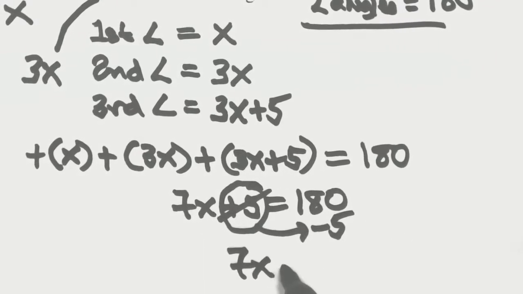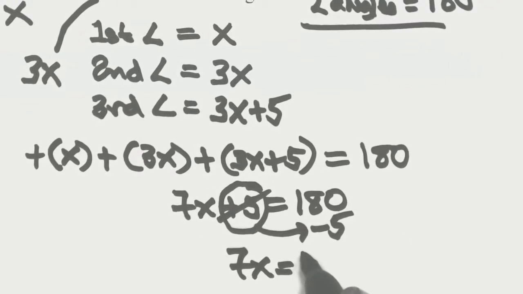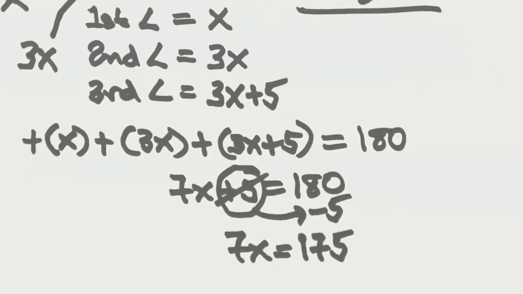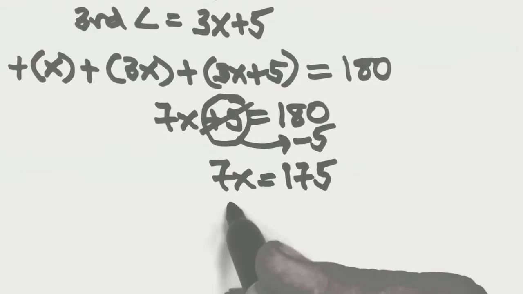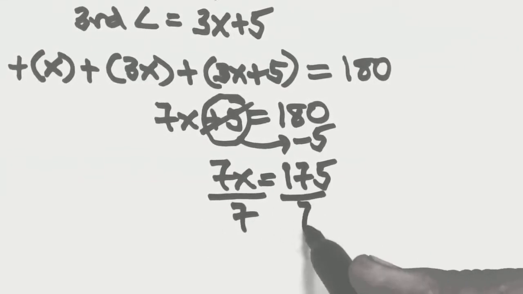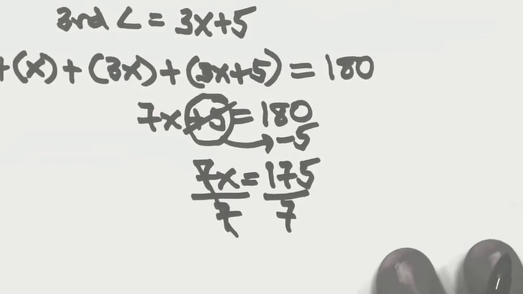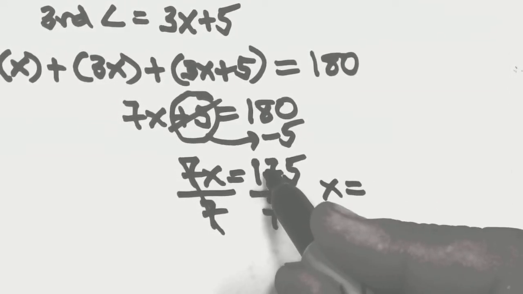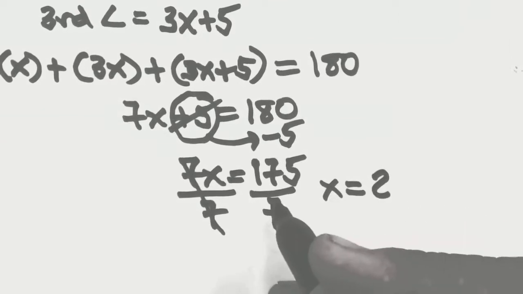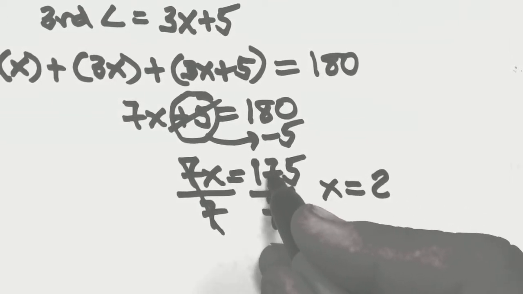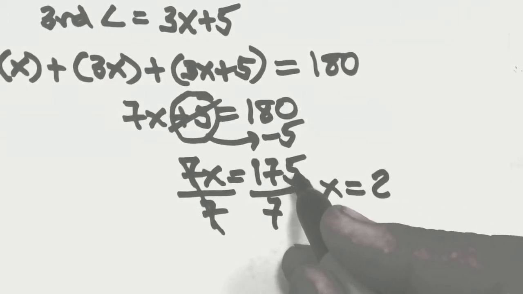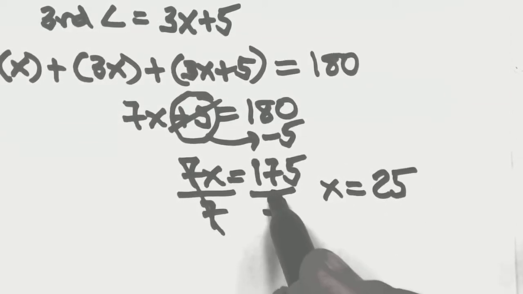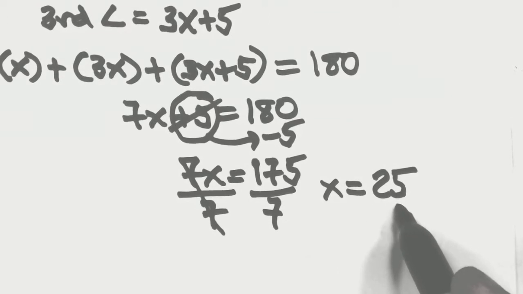So we get 7x equals, what do we have here? 175. Okay, divide both sides by 7. Let's see what we get. Here it is. The 7's cancel out. So we're going to end up with x equals, well, 7 goes into 17 twice. That's 14. That leaves a 3 and a 5, which makes 35, and 7 goes into 35 5 times. So this reduces to 25.